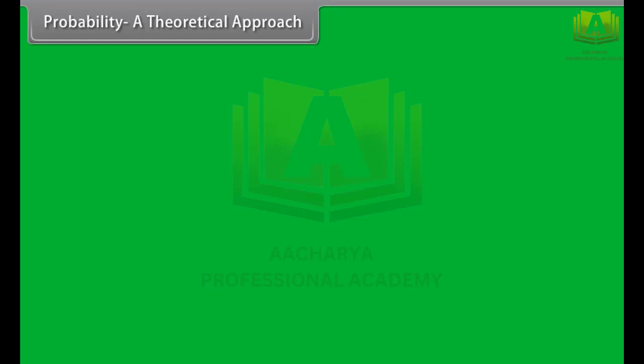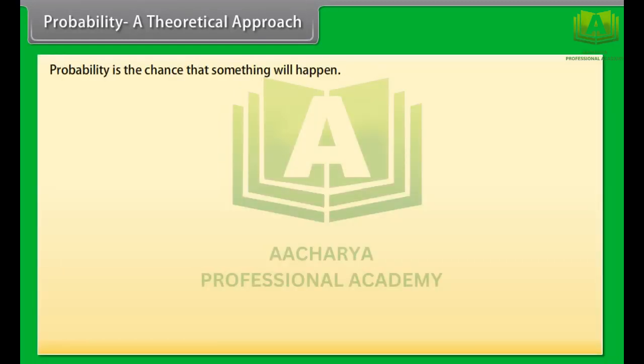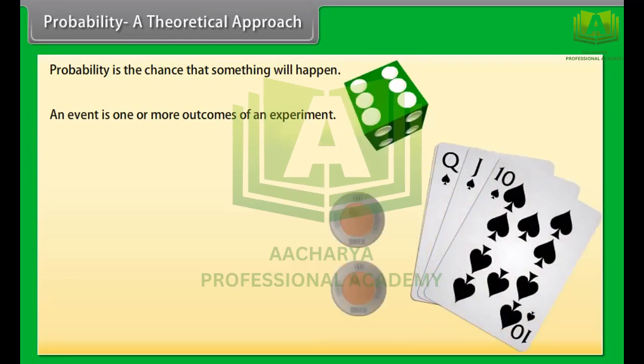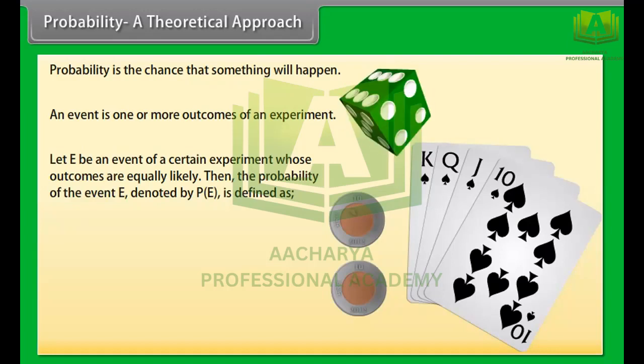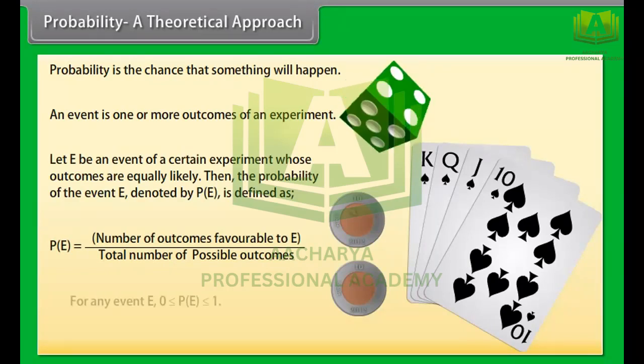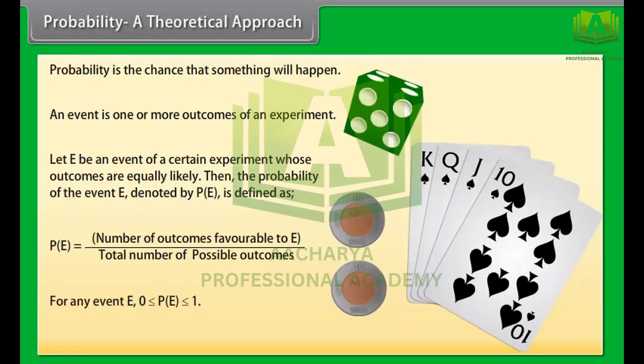Probability, a theoretical approach. Probability is the chance that something will happen. An event is one or more outcomes of an experiment. Let E be an event of a certain experiment whose outcomes are equally likely. Then the probability of event E, denoted by P(E), is defined as P(E) equals number of outcomes favorable to E divided by total number of possible outcomes. For any event E, 0 less than or equal to P(E) less than or equal to 1.